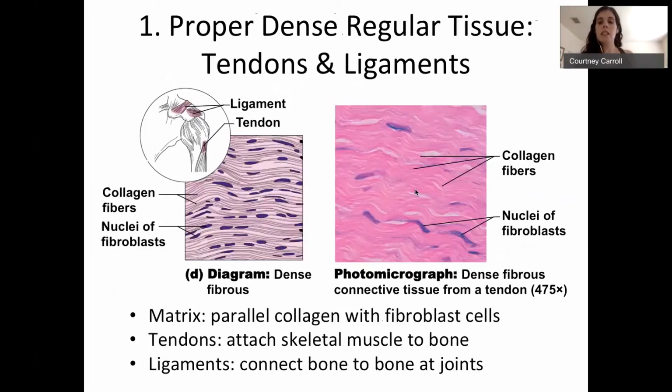Moving to dense proper tissue, we have dense regular tissue as tendons and ligaments. And this is regular because the collagen fibers here are in parallel. So our ECM is made of parallel collagen fibers to give it a lot of strength, made from fibroblast cells. And we have two types of dense regular connective tissue. We've got tendons, which attach our skeletal muscle to the bone, and ligaments, which connect the bones together at joints.